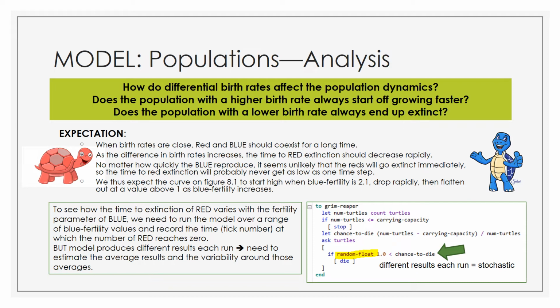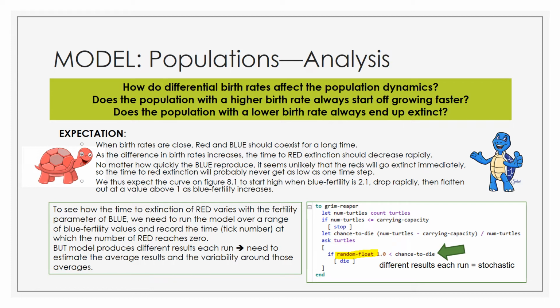So the time to red extinction will probably never get as low as one time step. We thus expect the fertility curve to start high when blue fertility is 2.1, drop rapidly, and then flatten out at a value above 1 as blue fertility increases. Are these expectations correct? Well, to find out, we need to do a simulation experiment.